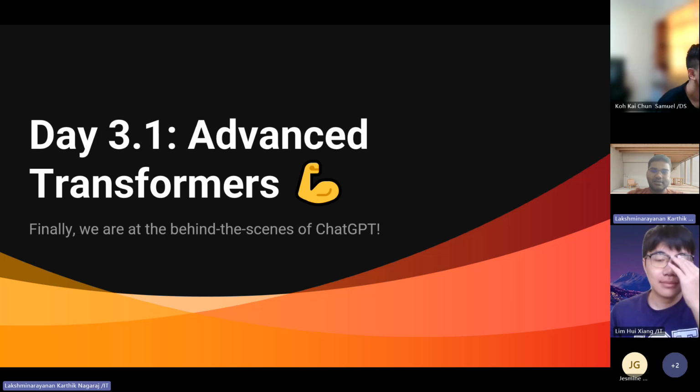So for today's workshop, mainly we'll be covering a bit more of an advanced concept called advanced transformers. To give you an idea, it's like going behind the scenes of how ChatGPT is performed. But it's quite on the surface level, so don't expect too much. But I would say it will be quite a new experience for those who have not encountered this before.